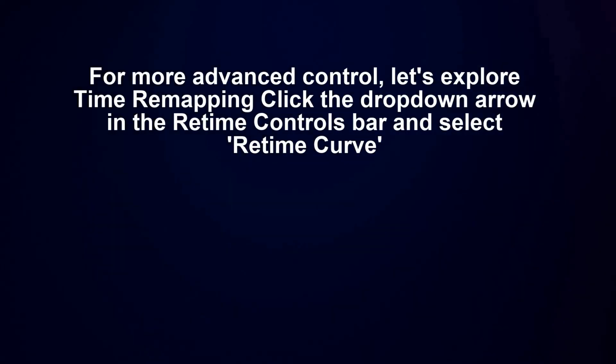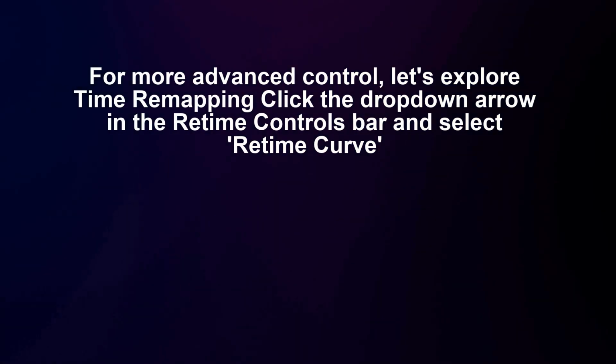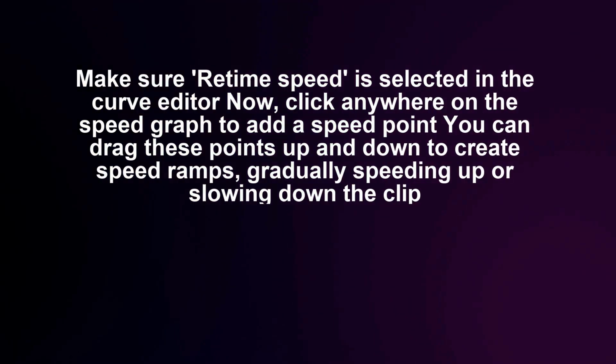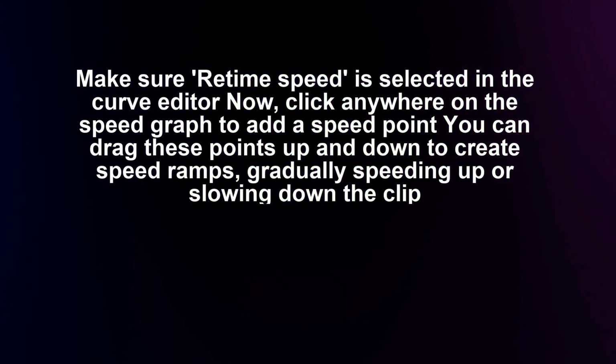Click the drop-down arrow in the Retime Controls bar and select Retime Curve. Make sure Retime Speed is selected in the Curve editor now. Click anywhere on the speed graph to add a speed point.